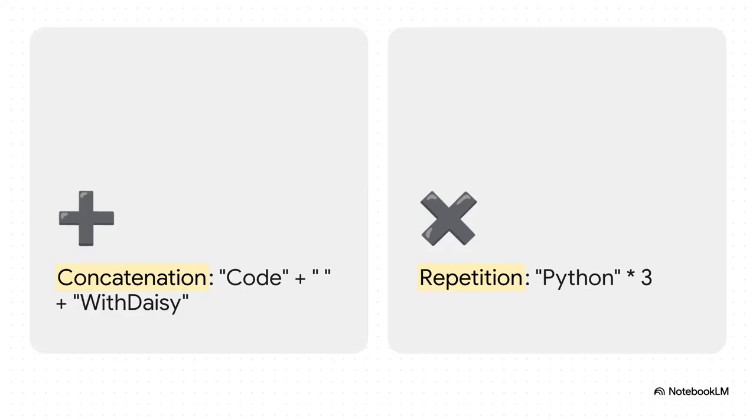But hey, what if we want to add to our materials instead of cutting them up? We have two great operators for this. First is concatenation, which honestly is just a fancy programming word for joining strings together using the plus sign. Just like gluing building blocks together, code plus a space plus with Daisy gives us CodeWithDaisy. We also have repetition, using the multiplication asterisk. Python times 3 instantly outputs Python, Python, Python. It's just a very fast, efficient way to repeat patterns without getting carpal tunnel from typing all that extra code.